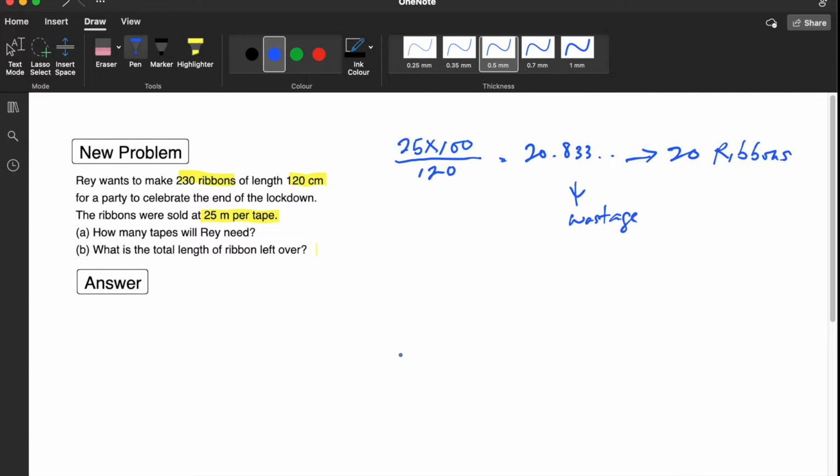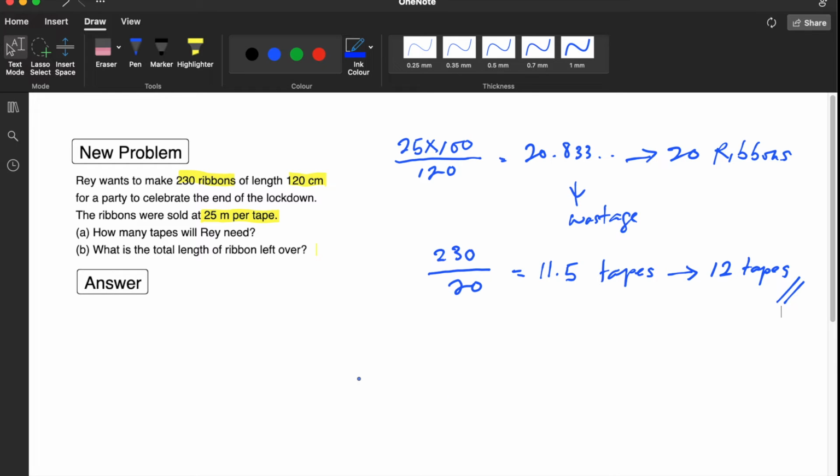So what is the next step? We're going to take the 230 ribbons that we require and divide by 20. This will give us the number of tapes that will be required to produce our 230 ribbons. If you take your calculator, I believe you're going to get 11.5 tapes. So what does this mean? This means we're going to require 12 tapes. 11 will not be enough. So that's the answer for part A using the so-called correct method.